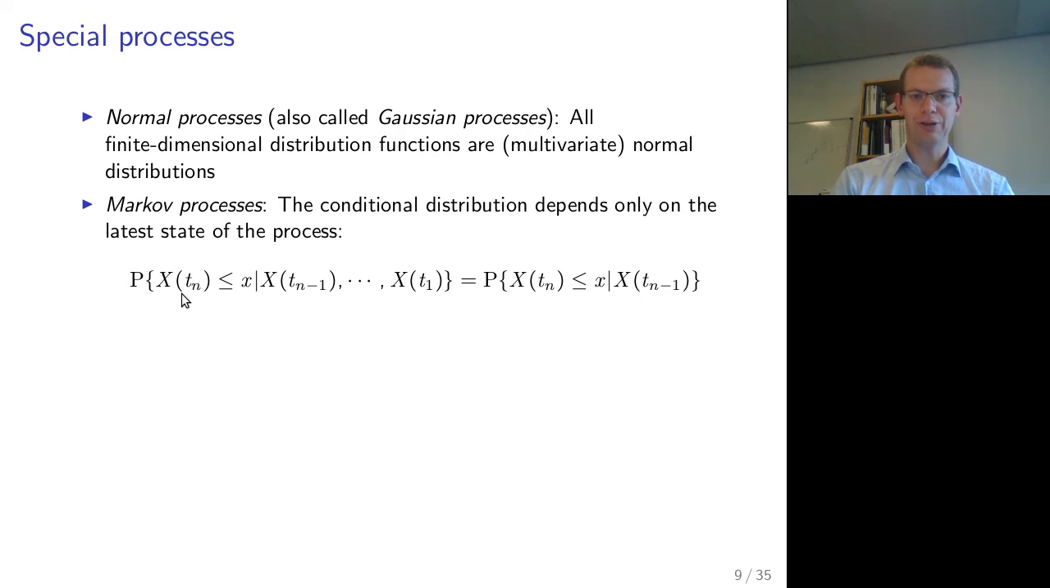That is what is set down here. The probability density function, if you condition on all previous observations, is equal to only conditioning on the latest observation, then the process is Markov.